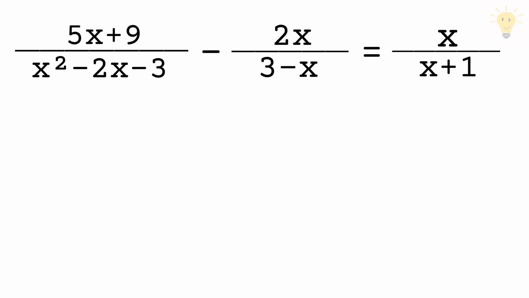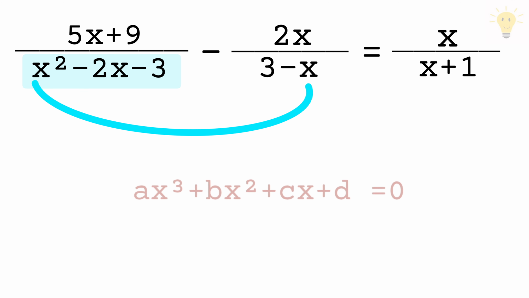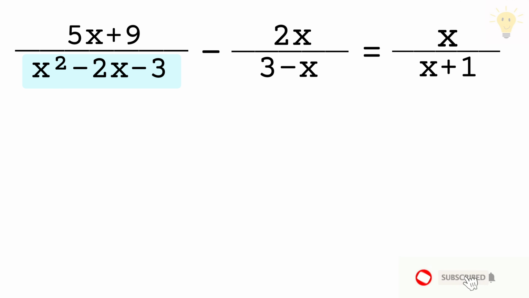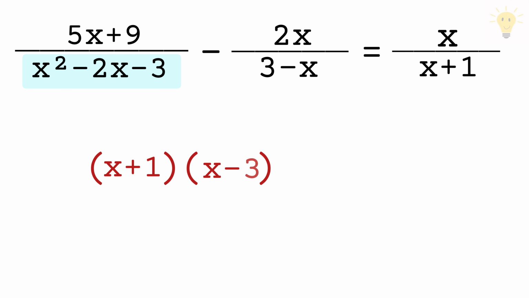Today's equation is quite different because we already have x squared. When we multiply x squared by x, it's going to create a cubic equation. So to avoid that, we're going to factorize this denominator, then we move on to multiplying these two denominators together. The factors of minus 3 that will give us minus 2 are plus 1 and minus 3.